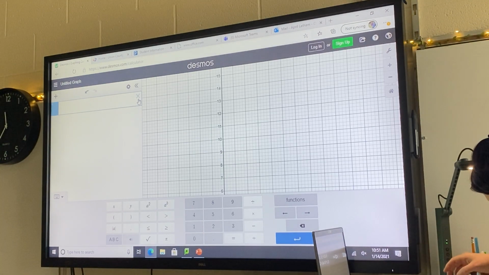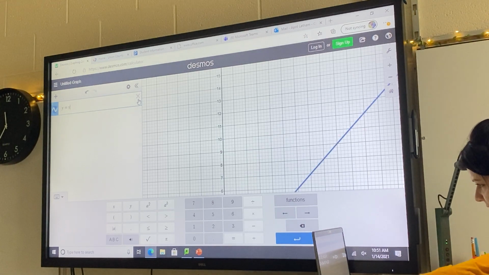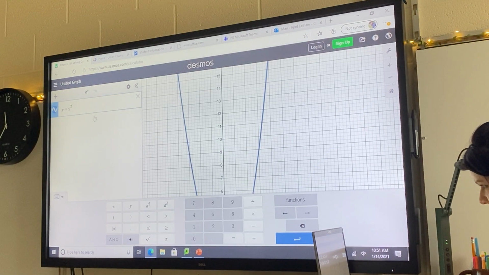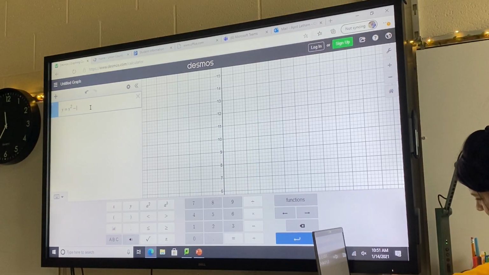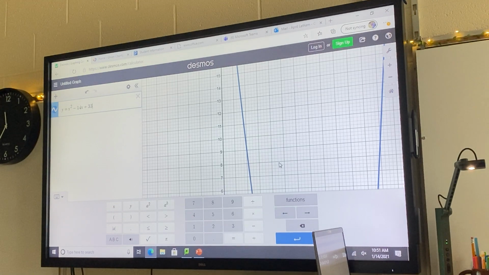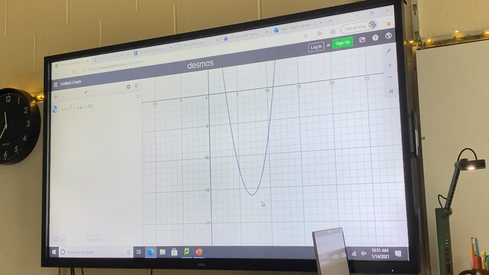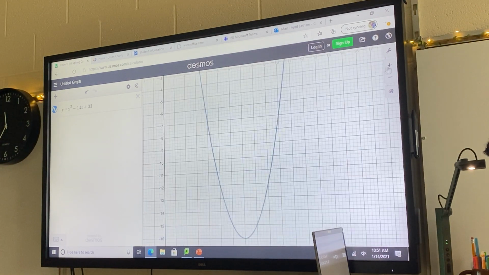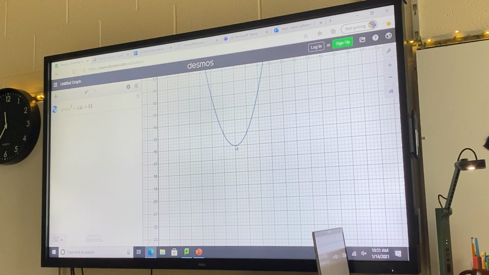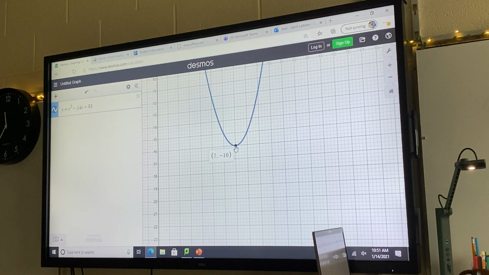Alright, so let's put this in. So we got y equals x squared minus 14x plus 33. Did I type that in right, y'all? You know I'm blind. I'm going to go down here, zoom a little bit more, and click on the vertex. Alright, so there's the vertex. It's at 7, negative 16.